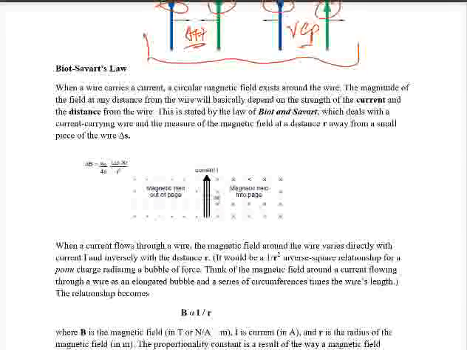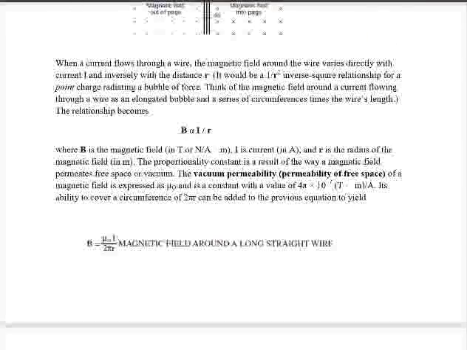Biot-Savart's law explains and derives this. The magnetic field around a long straight wire is calculated by using this equation. You will learn this in grade 12. Mu naught is the permeability of free space, I is the current that is flowing through the wire, R is the radius.